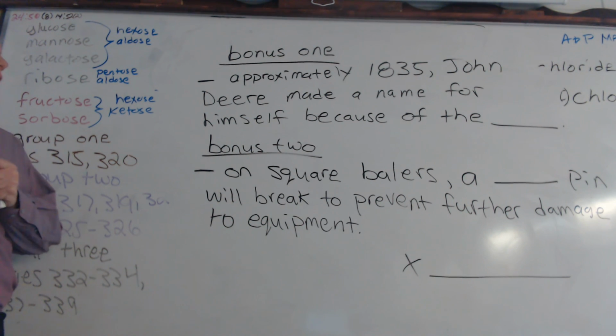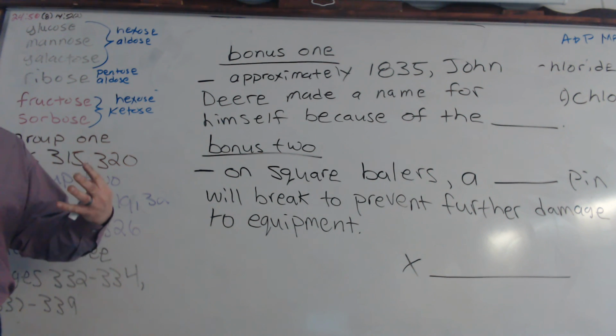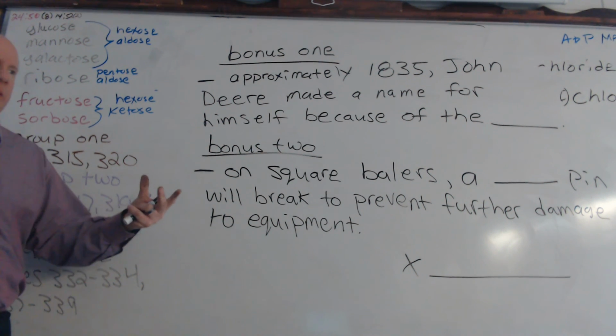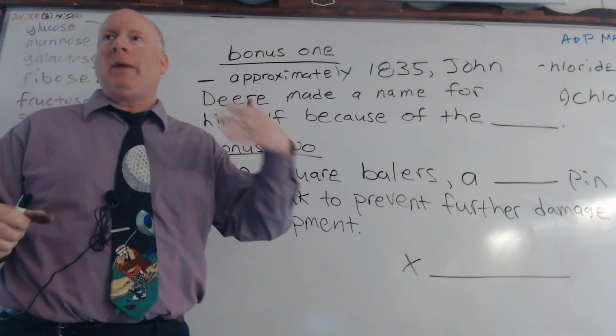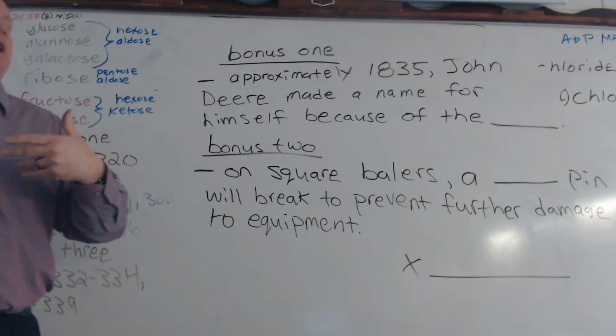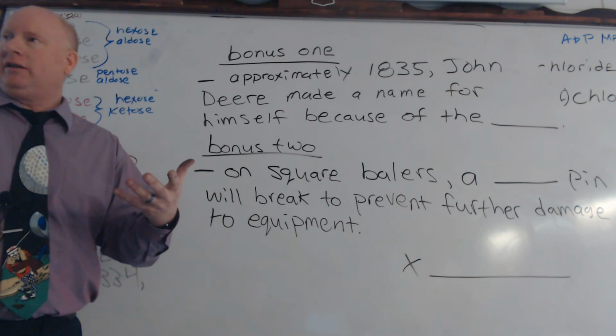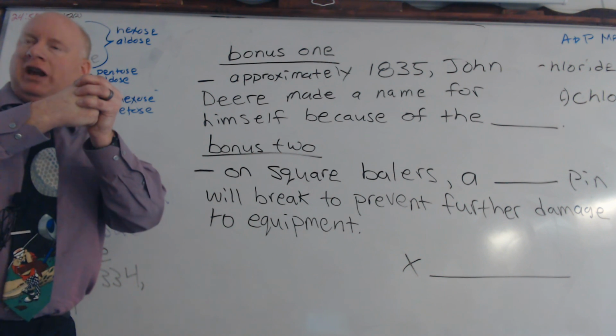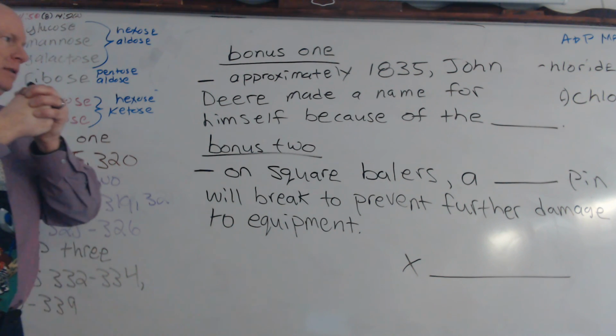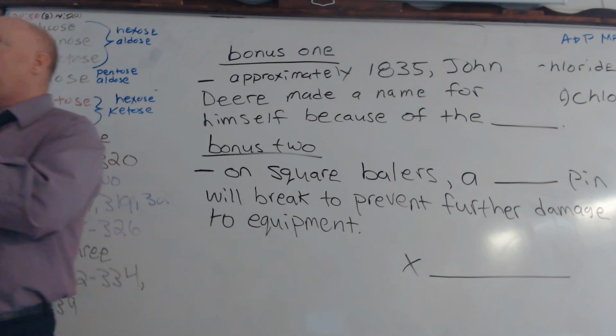Approximately around 1835, John Deere made a name for himself because of this invention. Okay? And then on square balers, not big round balers, but the square balers that you pick up, typically there's a big flywheel on the outside. There's a specific type of pin on there. Let's say a rock is about ready to go through the hopper, and all of a sudden it jams that flywheel. There's a specific type of pin that will break.